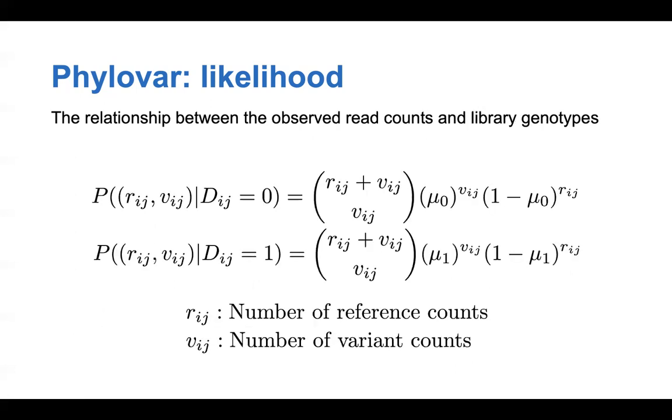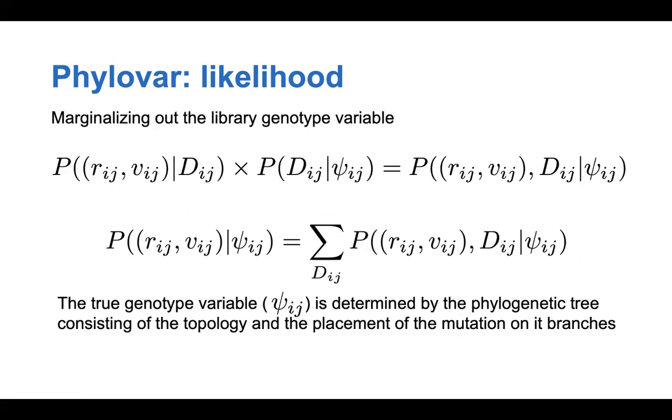The second component is the relationship between the observed read counts and the library genotypes. We model this relationship using a binomial distribution where the probability of success is dependent on the library genotype. We can marginalize out the library genotype variable by multiplying the 2 probabilities: the probability of the observed read counts given the library genotype, and the probability of the library genotype given the true genotype. Now we have the probability of observed read counts given the true genotype.